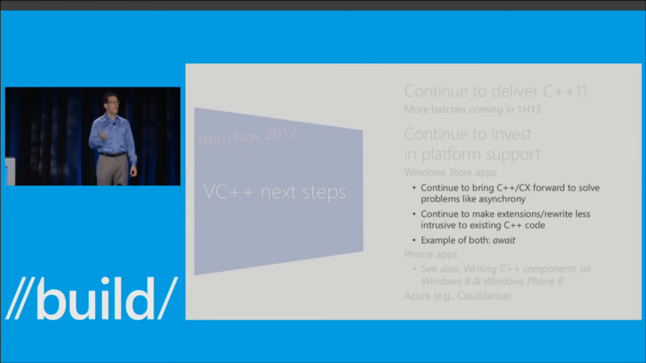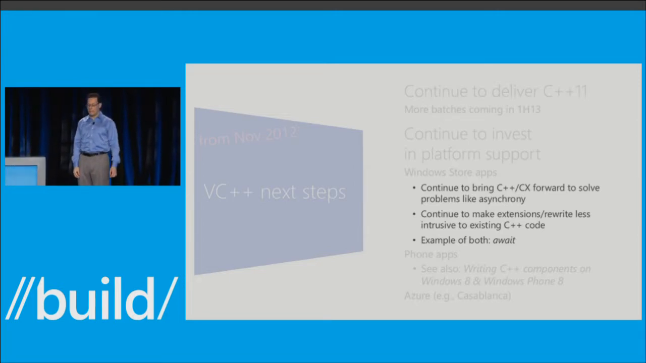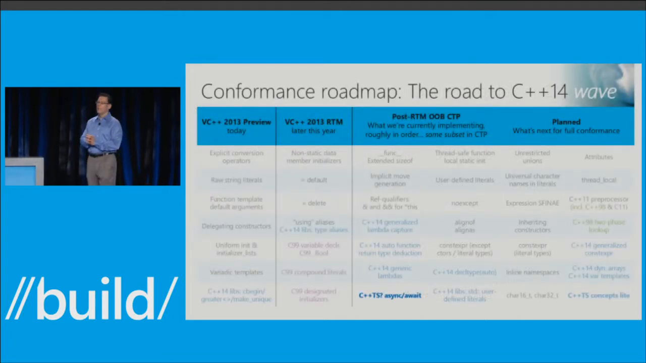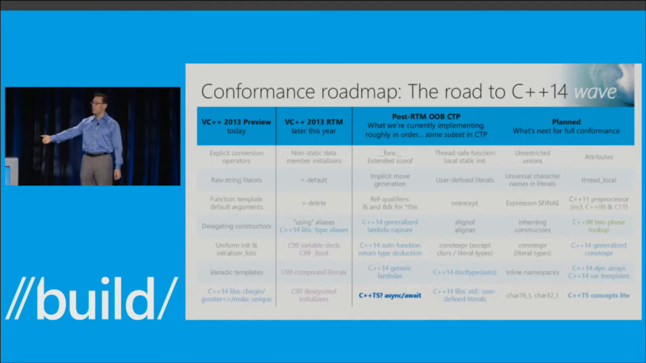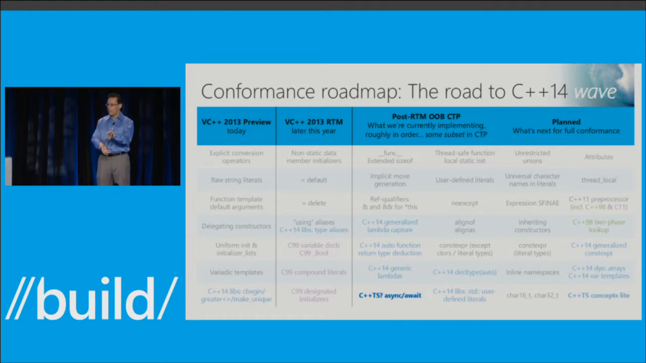And an example of both of those that I gave was await. I didn't say anything more, and you might have been wondering, is he serious? Is C++ really going to get await? And the answer is yes, we are. So one of the things that we are planning to put in the CTP later this year is an implementation of async await. And you'll notice I put this on the conformance roadmap because this is one of those longer pull features that are not yet part of the C++ standard or a draft of it.